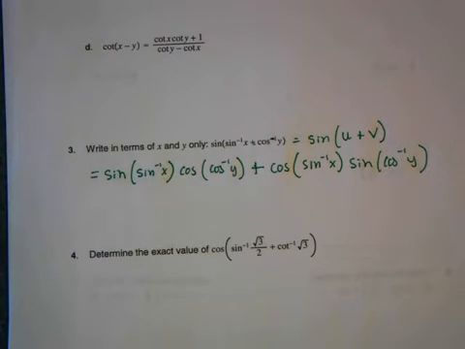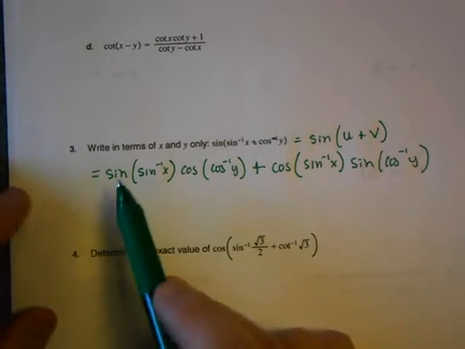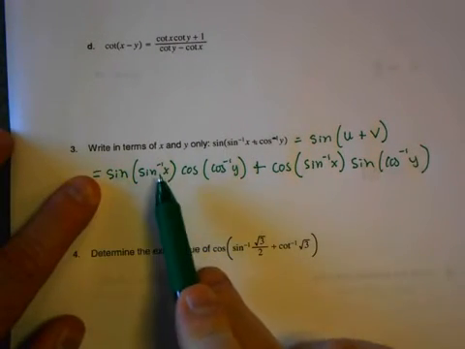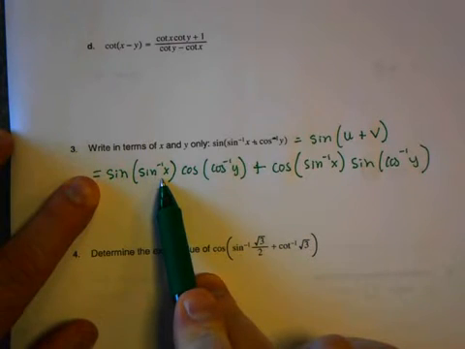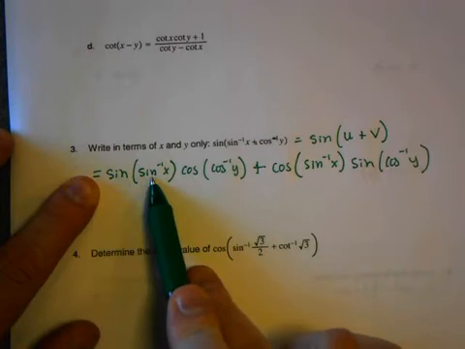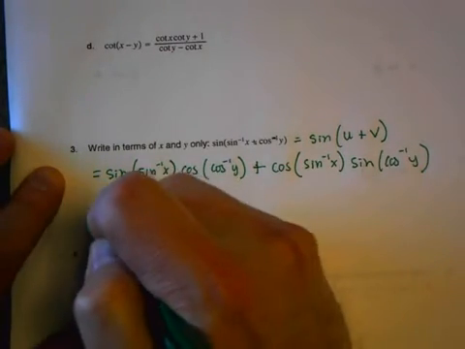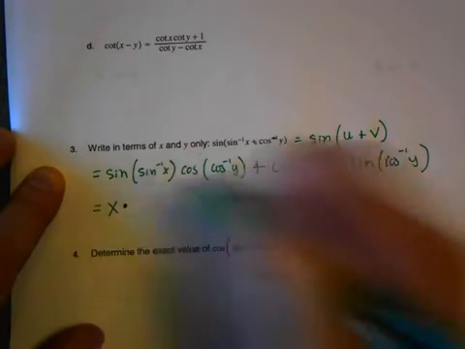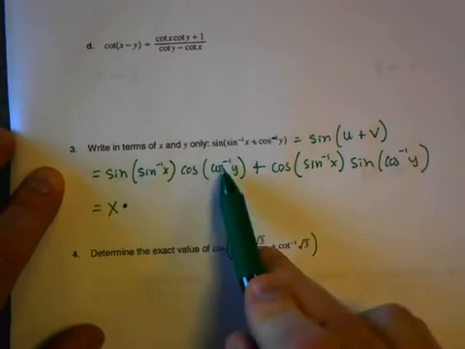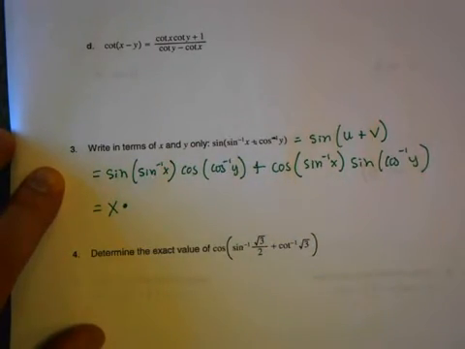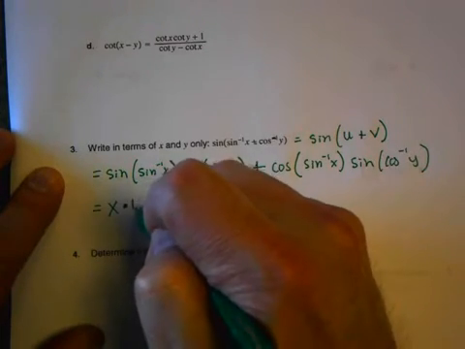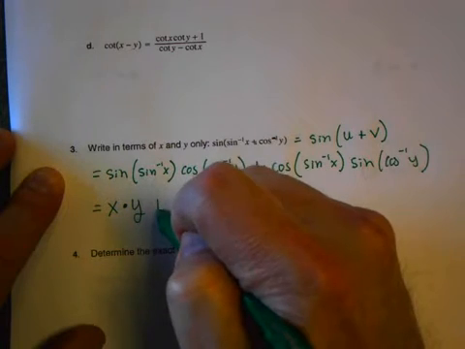A couple of these things are very, very easy to simplify. What's the sine of the sine inverse of x? It's just x. Why is it just x? Sine and sine inverse are inverses, so they cancel each other out. This one's x times. What's the cosine of the cosine inverse of y? It's y, because cosine and cosine inverse are also inverses. So that's x times y plus.